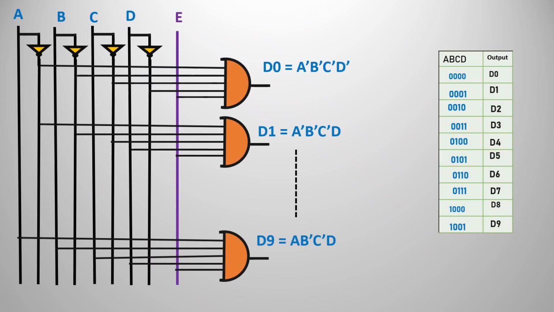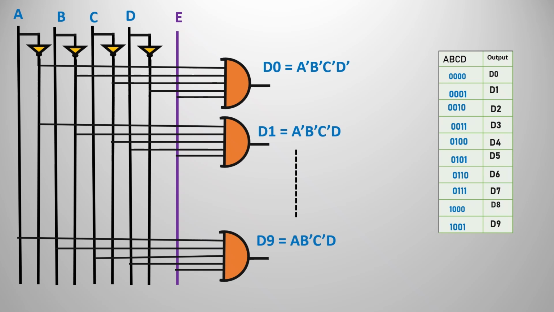If you want to draw the circuit diagram for the binary to decimal, this is the circuit diagram that you can see over there. We have 4 variables A, B, C, D, but it is trimmed, not full. So we are not going up to D15. We are going from D0 to D9, that is a total of 10 terms. 10 terms means we are going to require 10 AND gates.